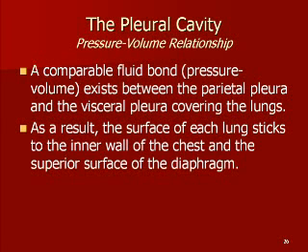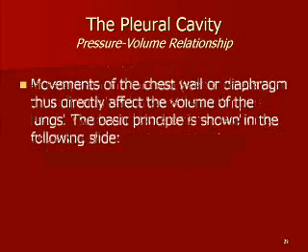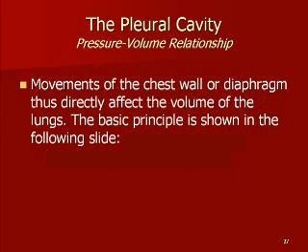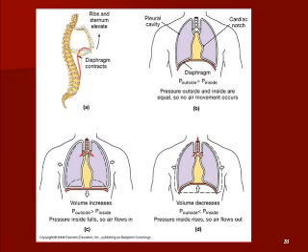As a result, the surface of each lung sticks to the inner surface of the chest and the superior surface of the diaphragm. Movements of the chest wall or diaphragm thus directly affect the volume of the lungs, the basic principle shown in the following slide. Again, this demonstrates the relationship between the pleural cavity and the lungs, and also the relationship with the diaphragm, which is the muscle responsible for at least 80% of respiration.